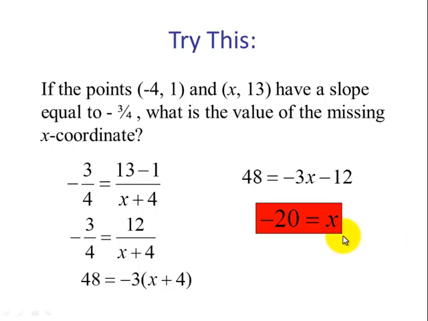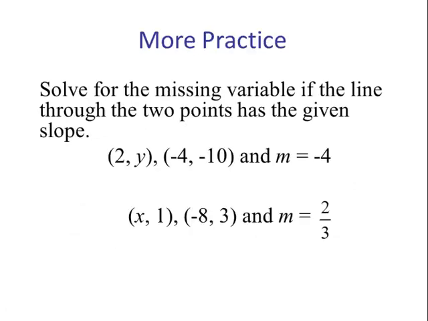To check this, we substitute negative 20 in for x, and we use our slope formula. The answer should reduce to negative 3/4. I'm going to let you verify that answer. Solve for the following variables in the line going through the 2 points that has the given slope. So I'd like you to try these 2 problems on your own. So you may want to pause the video and then come back and check the answer.